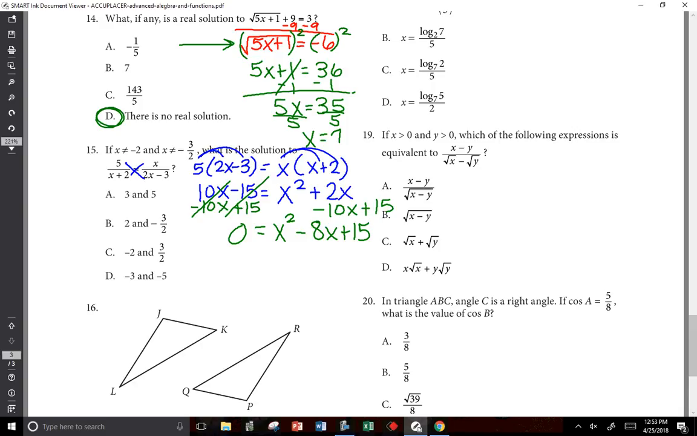If angle J is congruent to angle P, let's go ahead and mark that. Angle J is congruent to angle P. Then which of the following must be true in order to prove that triangles JKL and PQR are congruent?